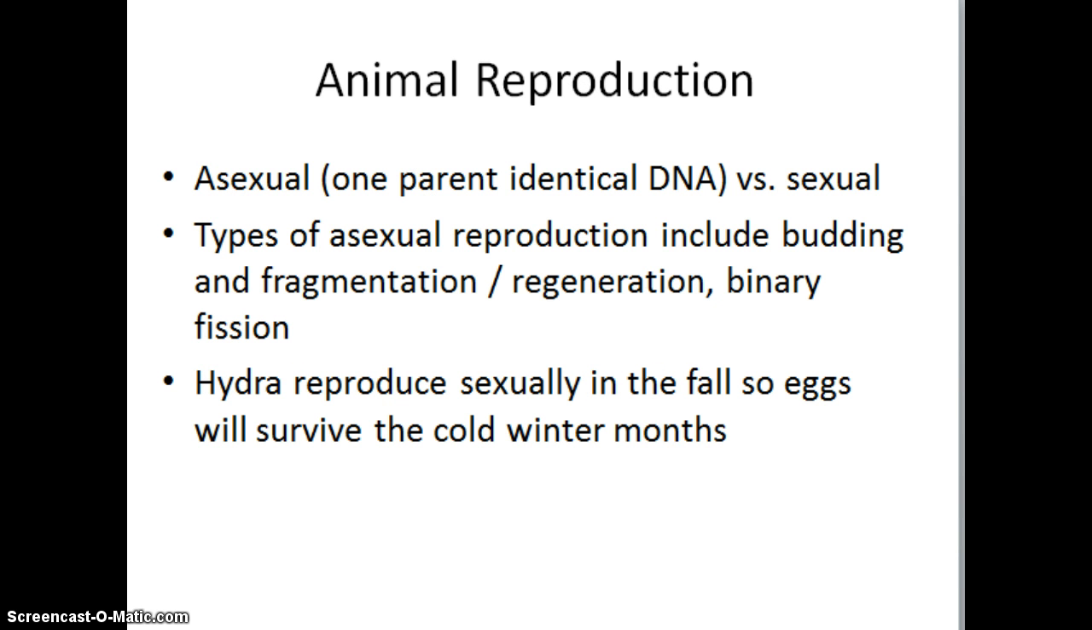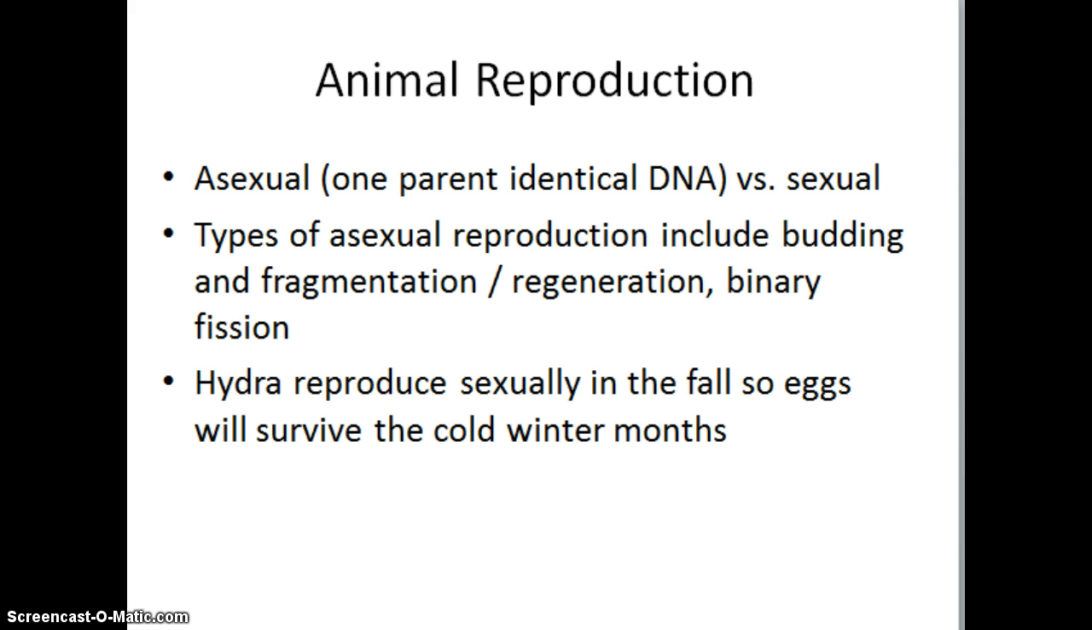So let's talk about animal reproduction in general. Animals can reproduce asexually or sexually. Asexually means non-sexual. There's one parent, and the organism produced through asexual reproduction has identical DNA to that of the parent. So the offspring in asexual reproduction is essentially a clone of the parent. It looks exactly like the parent because there's only one set of DNA. In sexual reproduction, there is more than one set of DNA. So the new organism is going to have a different genetic makeup than that of the parent. It's going to look different. It's going to have different qualities than the parent.